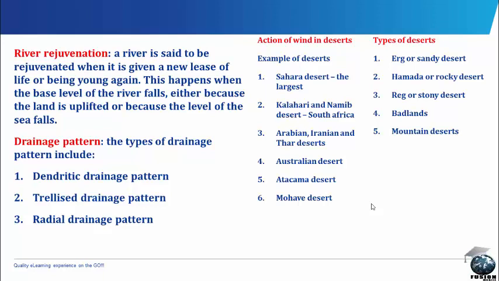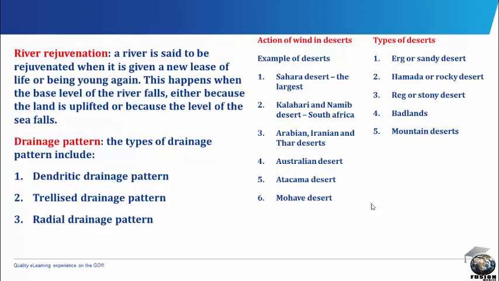River rejuvenation. A river is said to be rejuvenated when it is given a new lease of life, or is young again. This happens when the base level of the river falls, either because the land is uplifted or because the level of the sea falls.